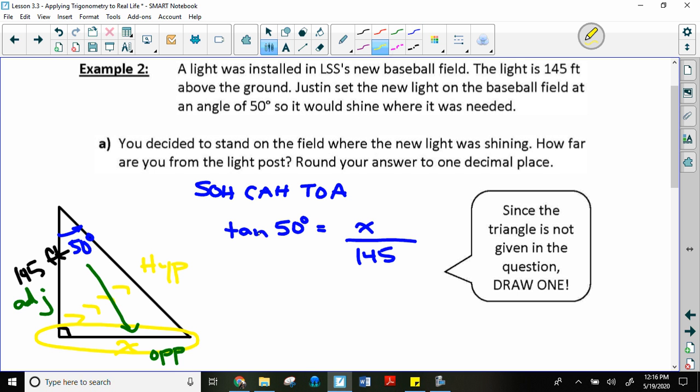I would do this math first on my calculator. Round your answer to 1 decimal place. Okay, so tan of 50. And I'm going to carry 4 decimal places right now just because we're still in the middle of doing our calculations. As soon as we get to the final answer after carrying extra decimals, then we do our rounding. You wait until the very end to do your rounding.